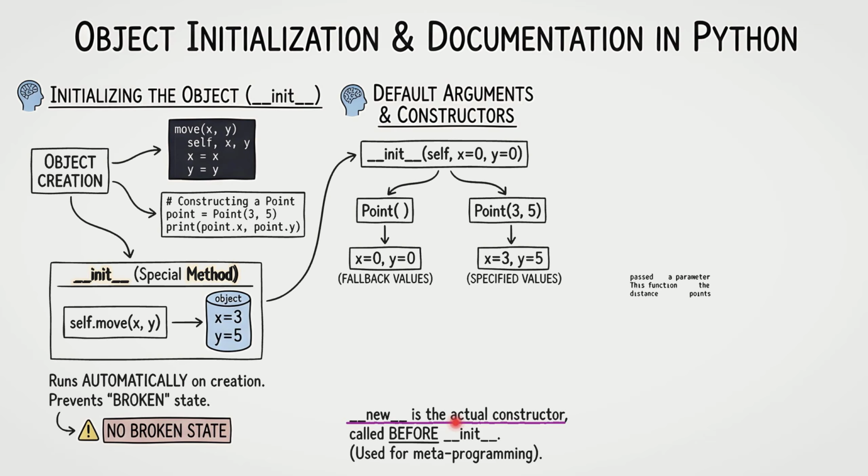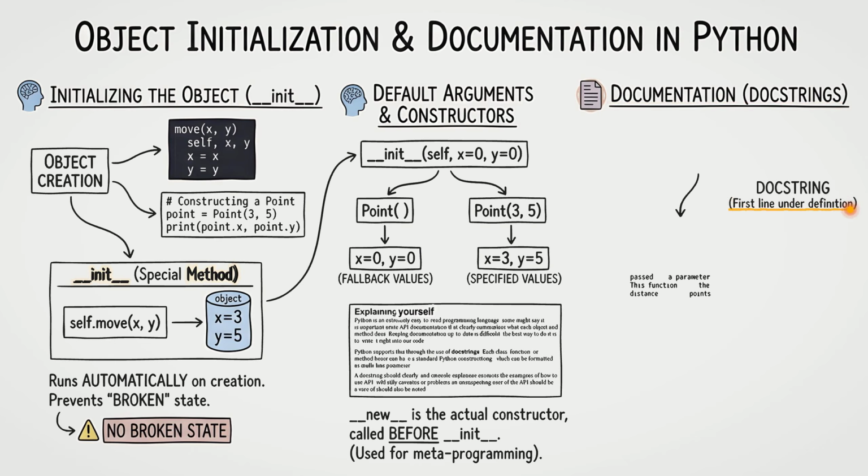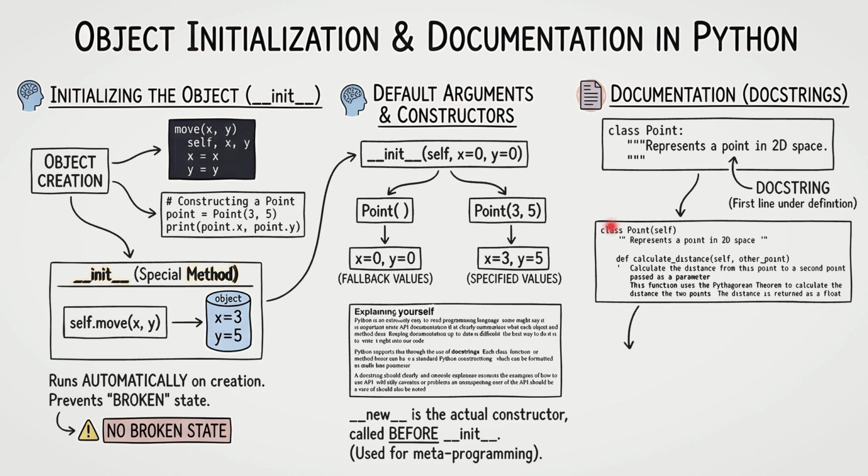Now, writing code is only half the battle. Explaining it is just as important. Python makes this easy with documentation strings, or docstrings. A docstring is simply a string literal placed as the first line under a definition. You can use triple quotes for multi-line descriptions, like this one that says it represents a point in 2D space. A good docstring should summarize the purpose, explain the parameters, and show how to use it. Here we have a fully documented class that clearly explains what calculate_distance does and the math behind it.